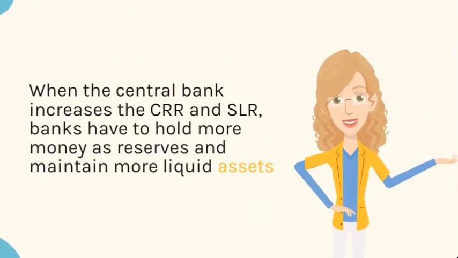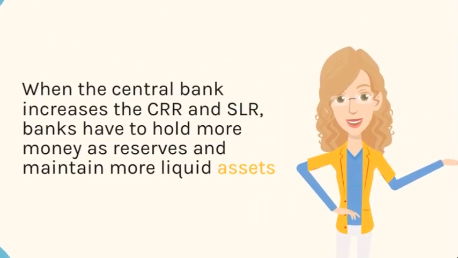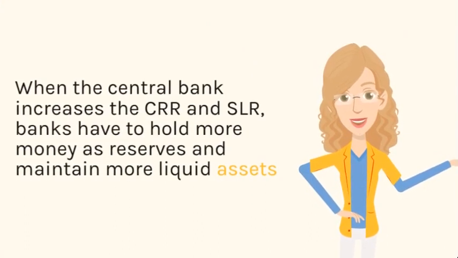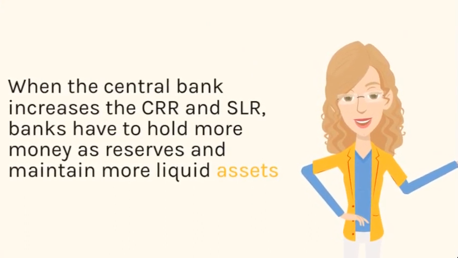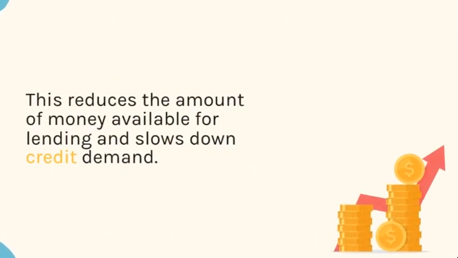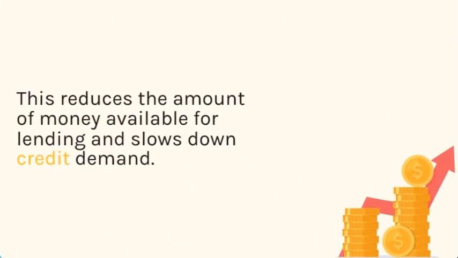When the central bank increases the CRR and SLR, banks have to hold more money as reserves and maintain more liquid assets. This reduces the amount of money available for lending and slows down credit demand.